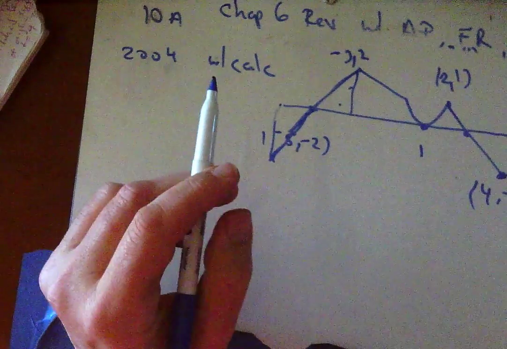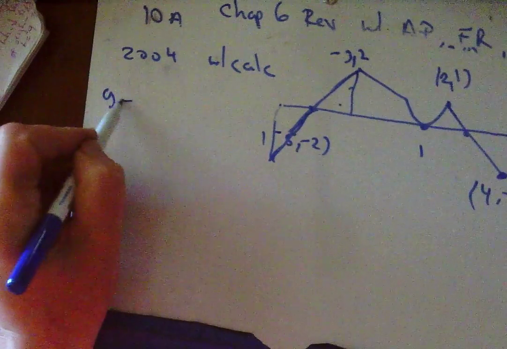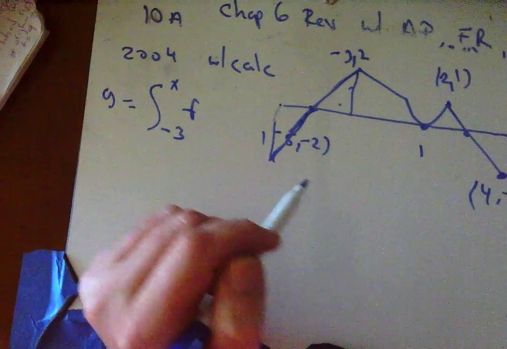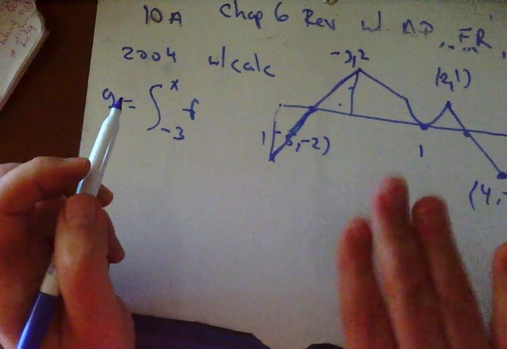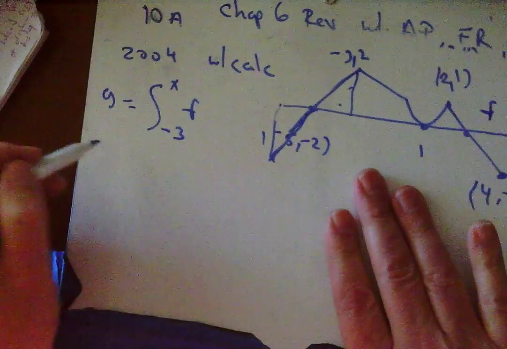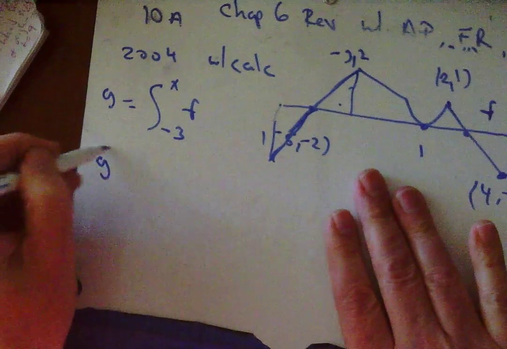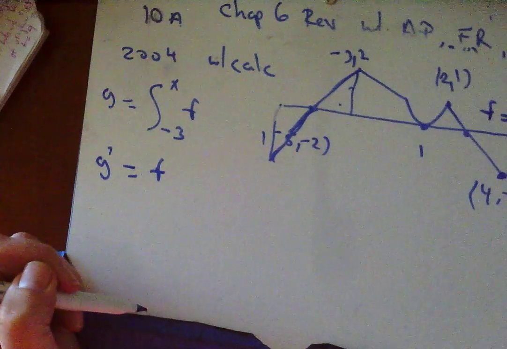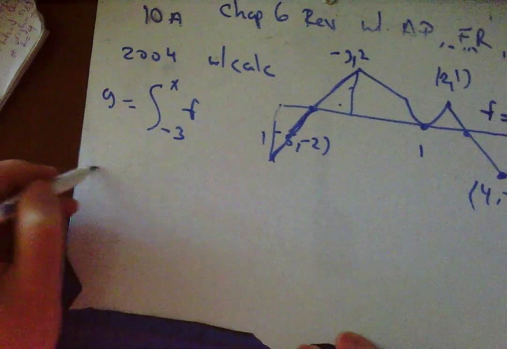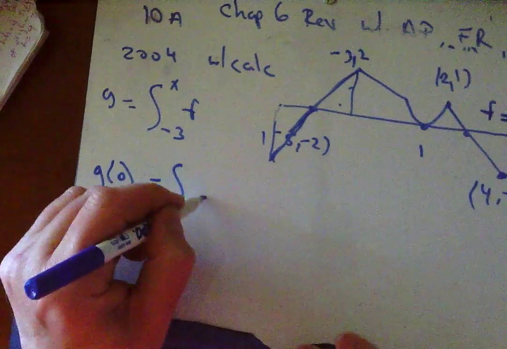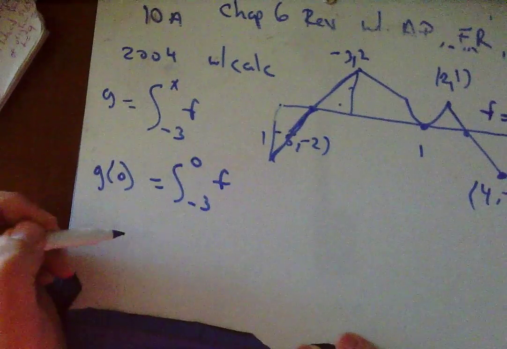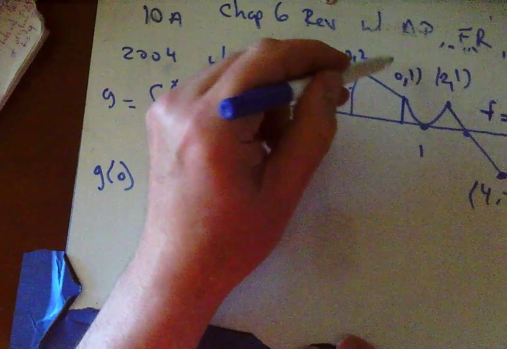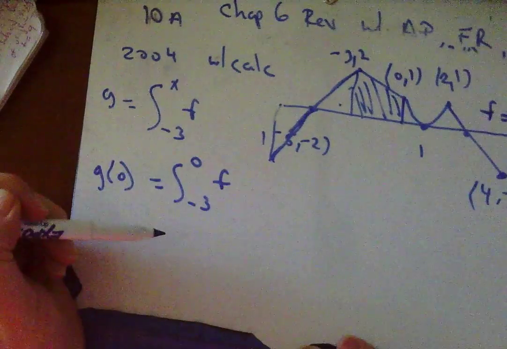All right, what do they ask me here? They also tell me that G equals the integral from -3 to x of this graph. And again, what is this graph? Well, if this graph is f, I take the derivative of both sides, and I get that G prime equals f. So this is G prime. If I want to know G of 0, G of 0 is going to be the integral from -3 to 0 of f. So from -3 to 0 is this.